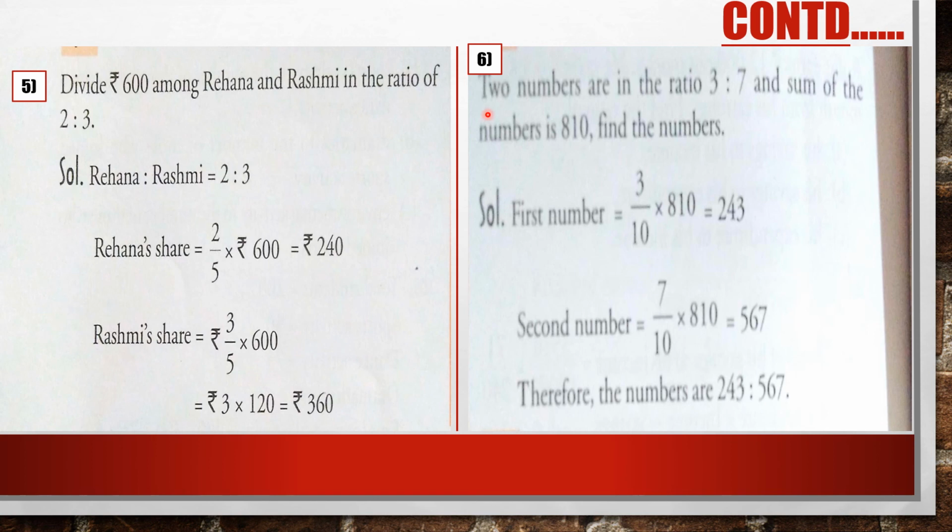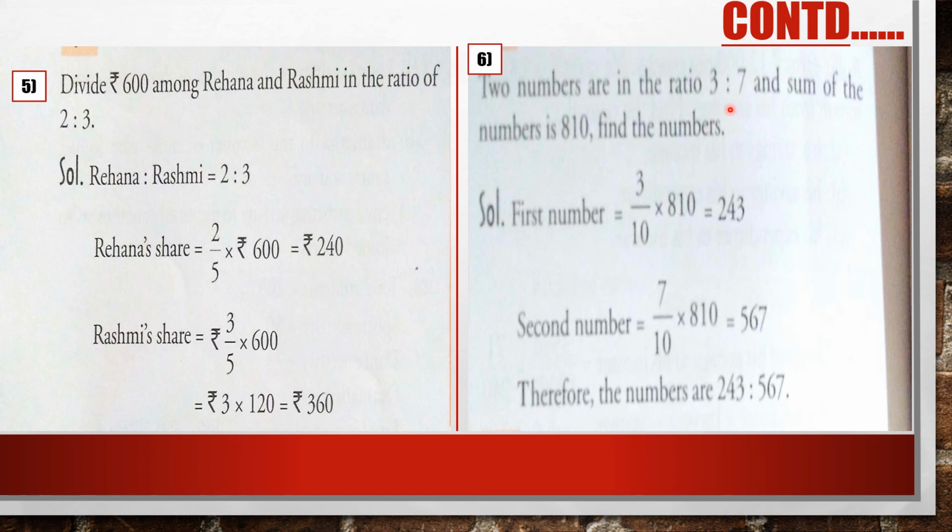Example 6. Two numbers are in the ratio of 3 to 7 and the sum of the numbers is 810. Find the numbers. From the above question, we could know that the ratio of the numbers is given to us, that is 3 to 7. We don't know the exact numbers. Sum of the two numbers is 810. We need to find the numbers.